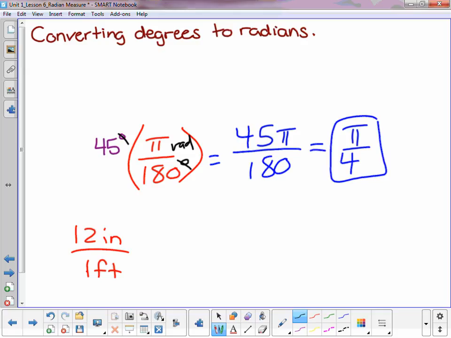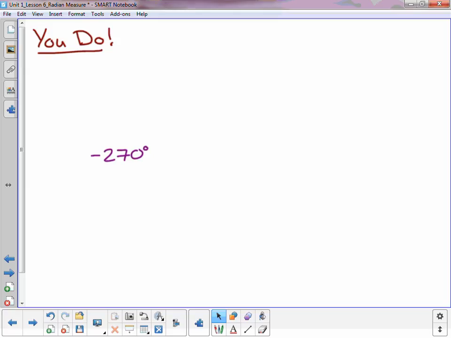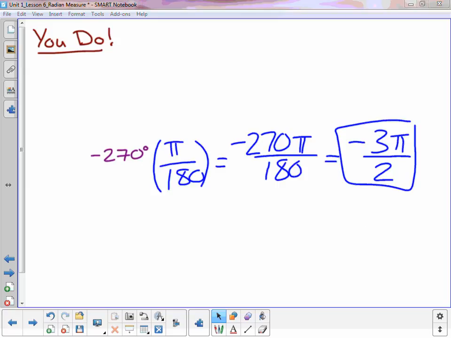So doing the same thing, convert that to radians. Don't let the negative get in your way. So there's 2 ways to do one like this. One way is to use the conversion. And that's the way I'd recommend, unless you're super comfortable. Even though it's negative, I still multiply by pi over 180. And then I simplify this fraction. 270 and 180 are both divisible by 90. So I get negative 3 pi over 2.